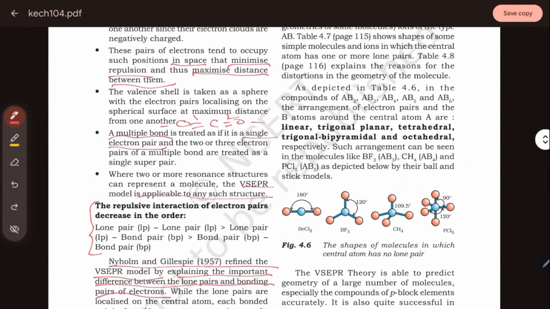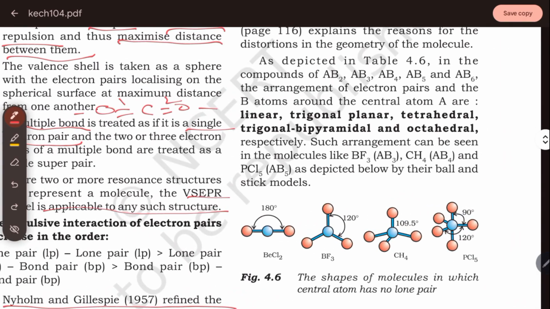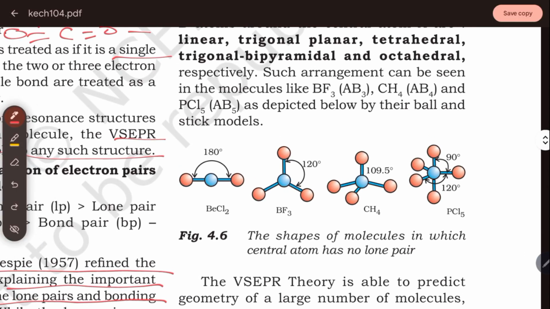Here are the geometries that we have seen without lone pairs around the central atom. All are bond pairs, like AB2, AB3, AB4, AB5, AB6. None of the molecules have lone pairs; they are all bond pairs only. If I say this is AB2, the central atom is A and these are B. So it is BeCl2, without any lone pair. You know that the valence shell electrons of beryllium are 2, so there is no lone pair left.